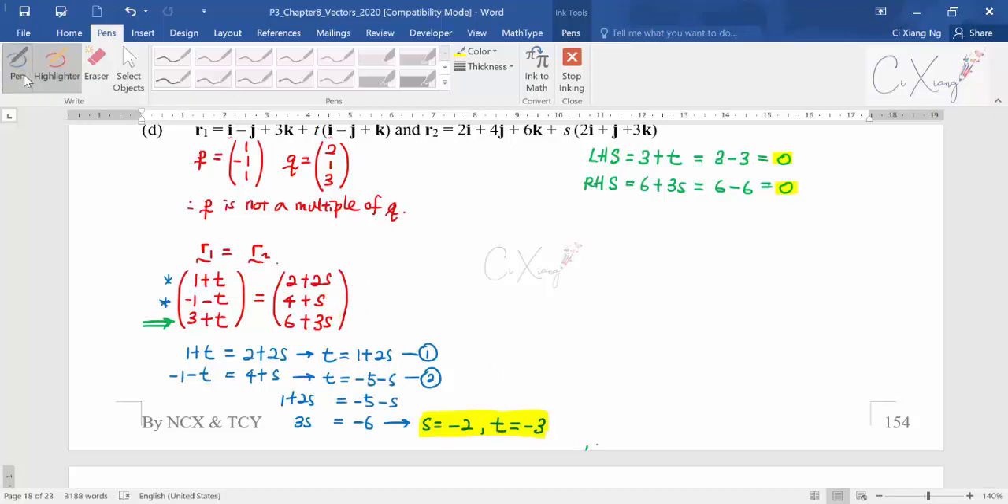Okay, so what is the small conclusion that you can make here? You can say that S and T are consistent for all the I, J, and K. So when it is consistent for all the I, J, and K, you can make a conclusion here already, which is what? Which is R1 and R2 intersect.